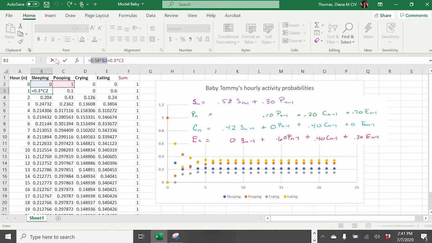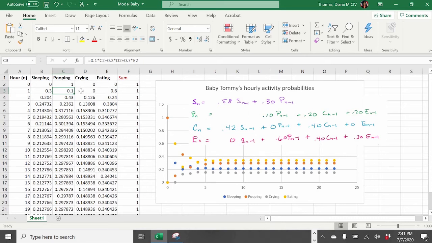And then each one of these has the model in it. So here you see 0.1 times C2 comes from 0.1 times pooping. C2, the previous state, is in C2. So to get to C3, I need to take 0.10 times C2. And then if you look again into the formula bar, 0.2 times D2, that comes from 0.2 times crying. Crying is in cell D2, so I take 0.2 times D2. So I'm just taking off those coefficients and multiplying.